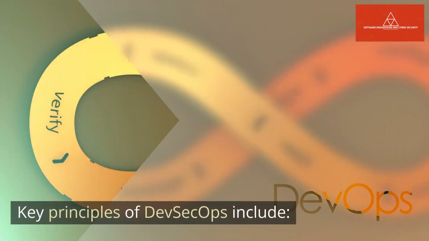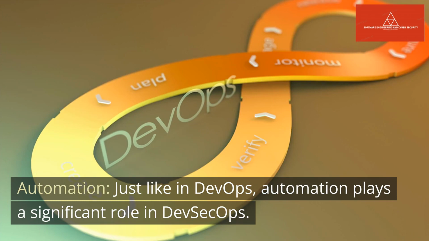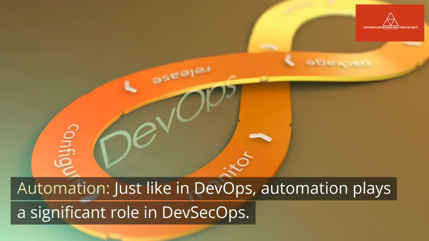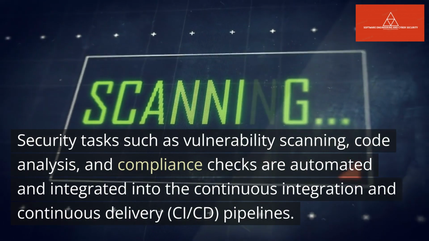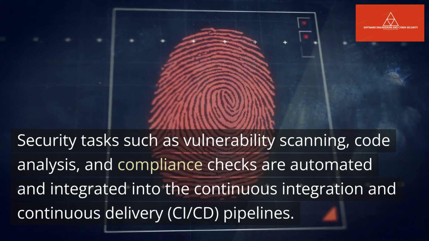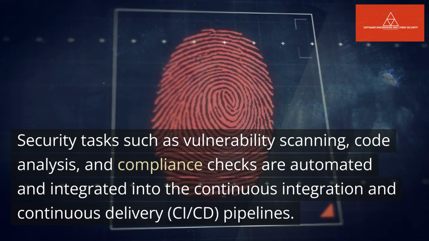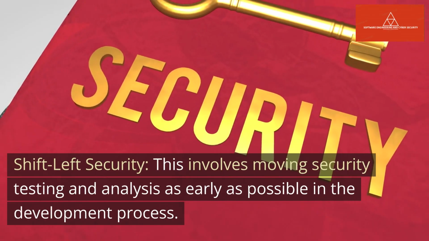Key principles of DevSecOps include automation. Just like in DevOps, automation plays a significant role in DevSecOps. Security tasks such as vulnerability scanning, code analysis, and compliance checks are automated and integrated into the continuous integration and continuous delivery (CI/CD) pipelines. Shift-left security.